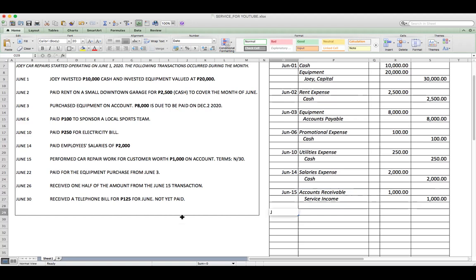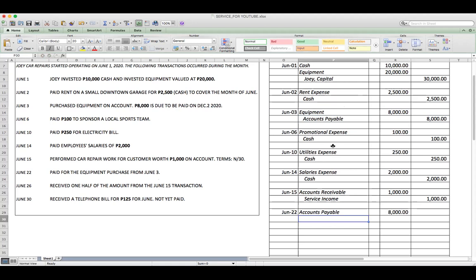And then for June 22, okay, June 22 na. Paid for the equipment purchase from June 3. So we paid for the equipment we bought on June 3. Why? We will go back, it's a recurring transaction. So let's check with the original entry of June 3. We bought equipment and it was on credit. It says we have now paid. So what are we paying? Since we already have the equipment, what we debit is accounts payable, because what we pay is no longer the equipment but the debt. And what is the debt? The accounts payable. And that is worth 8,000.